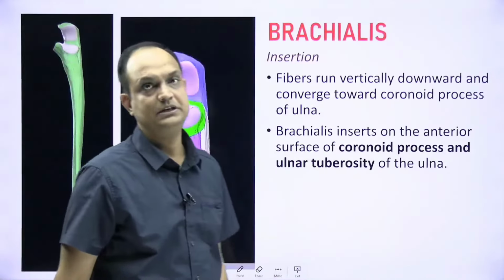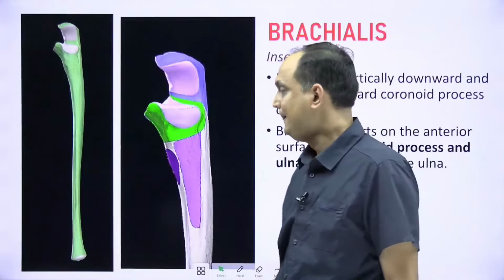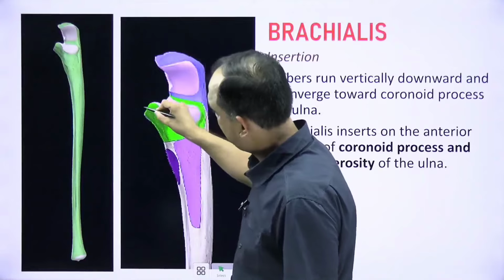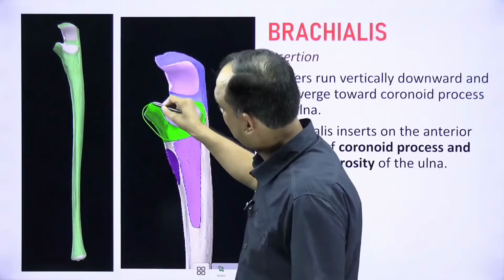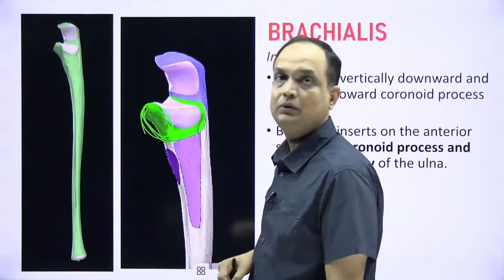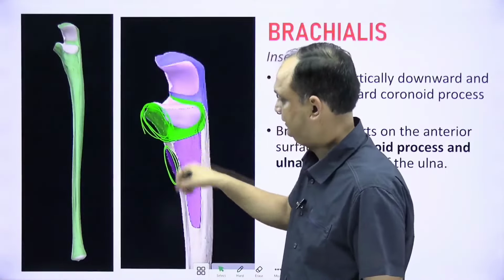Now, when we talk about the insertion of the brachialis, you should have an idea about the upper end of the ulna. In this upper end of the ulna, you can see that this projection is known as the coronoid process. What is that? Coronoid process. And below the coronoid process, you have the ulnar tuberosity.